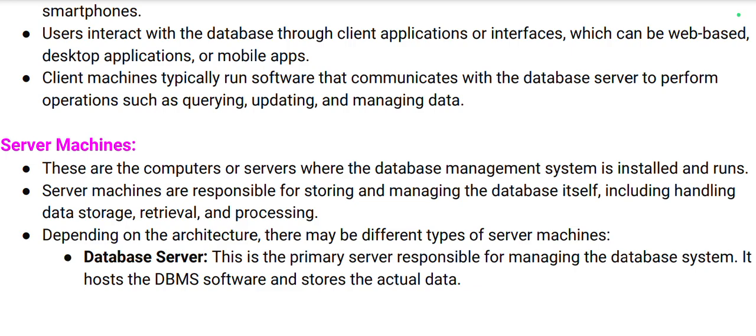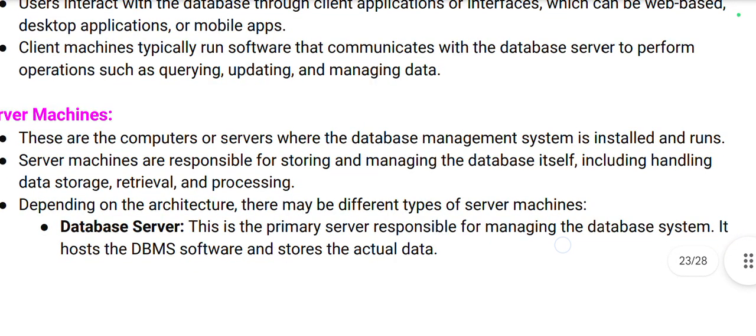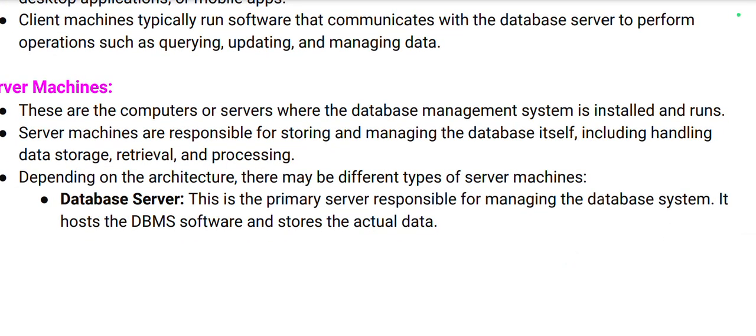Depending upon the architecture, there are different types of server machines. The first type of server machine is the database server. This is the primary server responsible for managing the database system. It hosts the DBMS software and stores the actual data. The database server machine stores the data with the help of DBMS software. The DBMS software handles all the operations in the database, like read, write, update, query. All the operations are handled by this DBMS software. And this database server actually stores the database data.